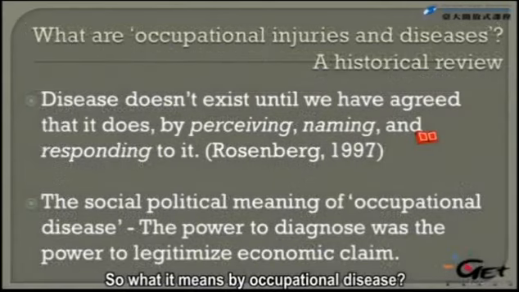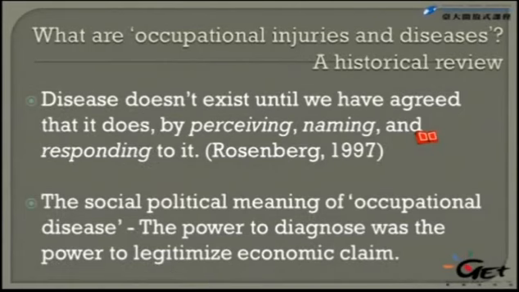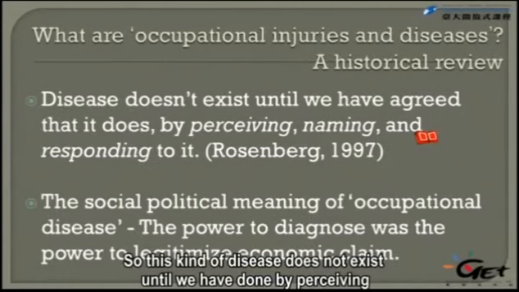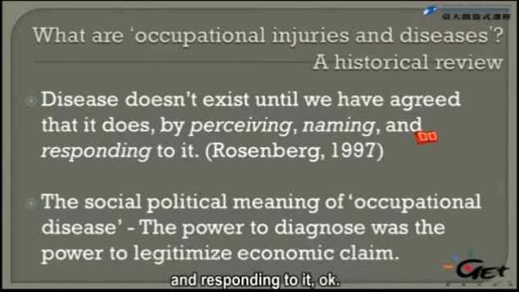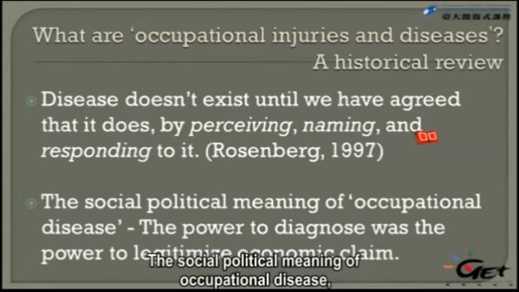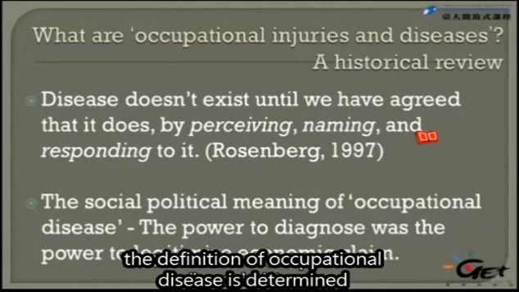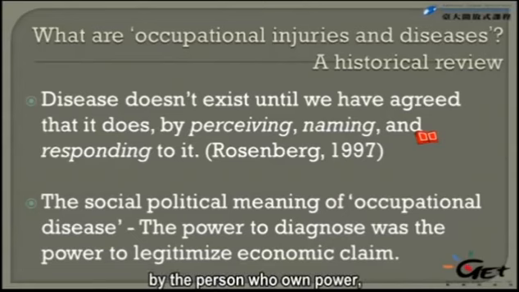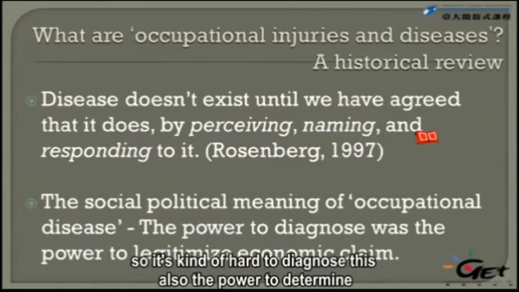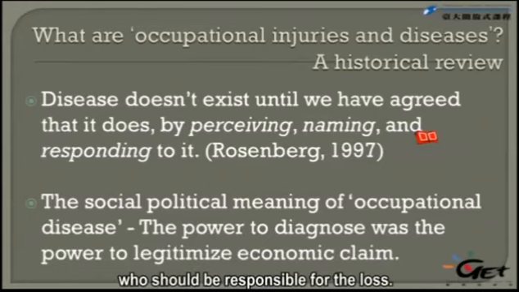So what does occupational disease mean? This kind of disease does not exist until we have agreed that it does by perceiving, naming, and responding to it. That is the social political meaning of occupational disease. The definition of occupational disease is determined by the person who owns the power. So it's a power to diagnose, and also the power to determine who should be responsible for the loss.